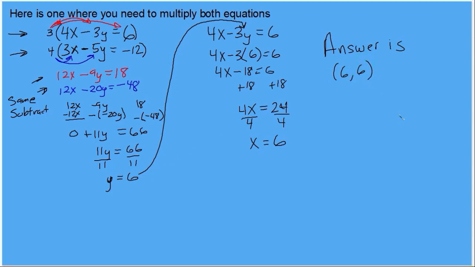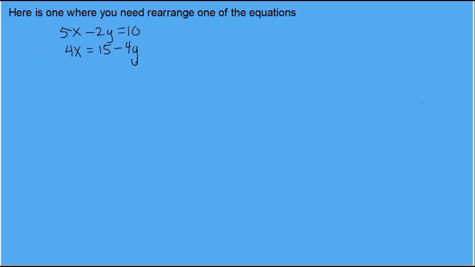All right, one more example. So now I have to rearrange the equations because one of them is not in the same form as the other. I have 5x minus 2y equals 10, and now I have 4x equals 15 minus 4y. So that second one, I need to move the y over to the other side so it's in the same format as the top equation. So I'll add 4y to both sides, and then my new equation will be 4x plus 4y equals 15. And then I'll write the other equation below it, 5x minus 2y equals 10.